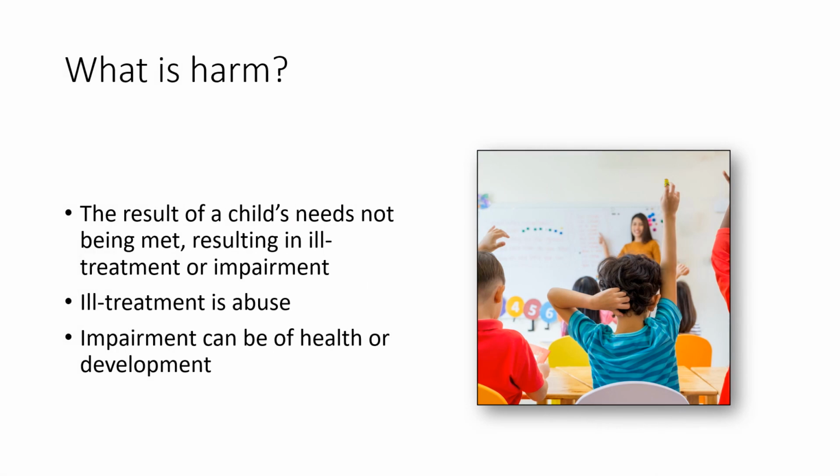What is harm? Harm is impairment or ill treatment caused to the child because their needs are not being met or likely to become unmet in the future. Ill treatment is abuse. Impairment covers physical, emotional, intellectual, social and behavioural development, and physical and mental health. Impairment also includes the witnessing of the abuse of others.